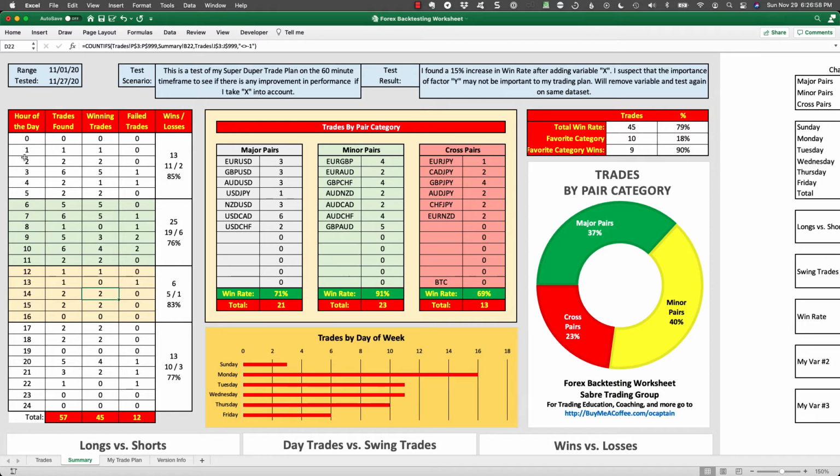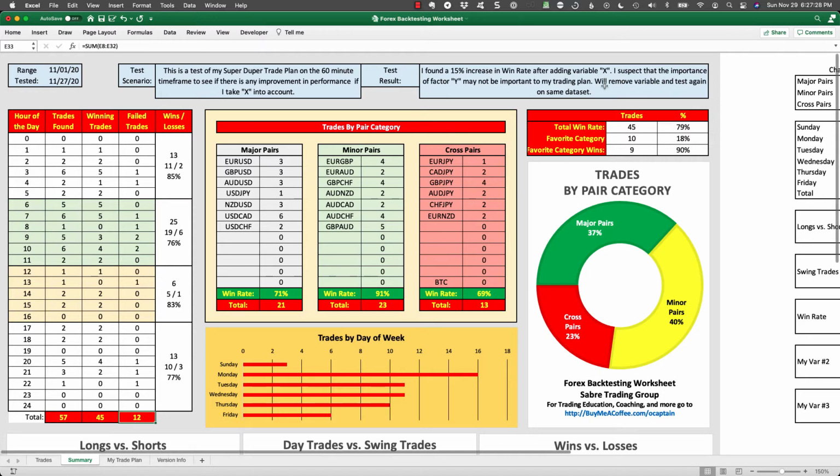All right. So based on the hour of the day, from midnight to 6, from 6 till noon, from noon till 5, and from 5 till midnight, how many times did your trading plan execute or find opportune trades? All right, so in this case, there were 13 trades found in the early hours, 25 during the early morning, 6 during the afternoon, and 13 from dinner time to midnight Eastern time. All right, with a total of 57 trades, 45 wins, and 12 losses.